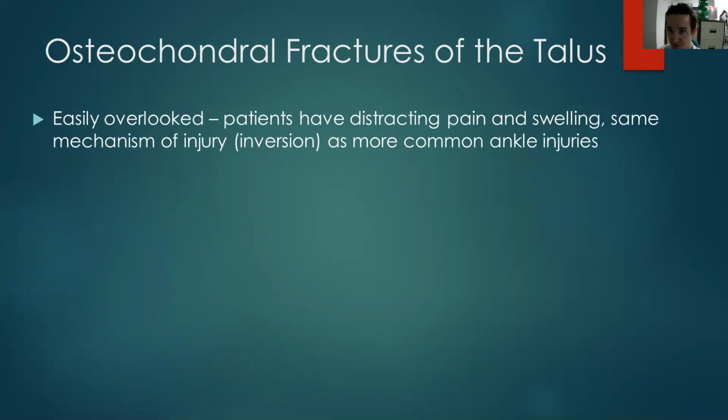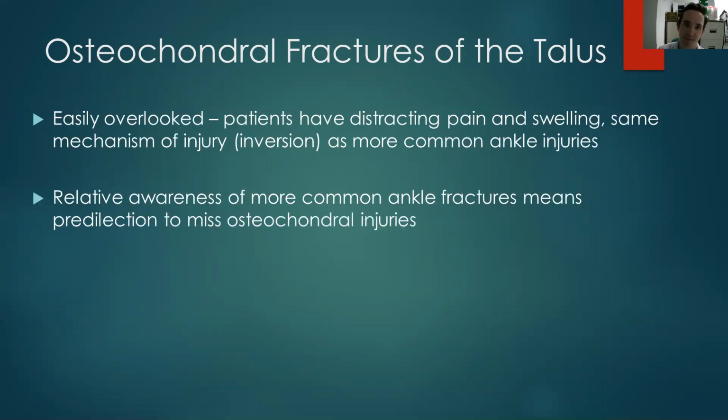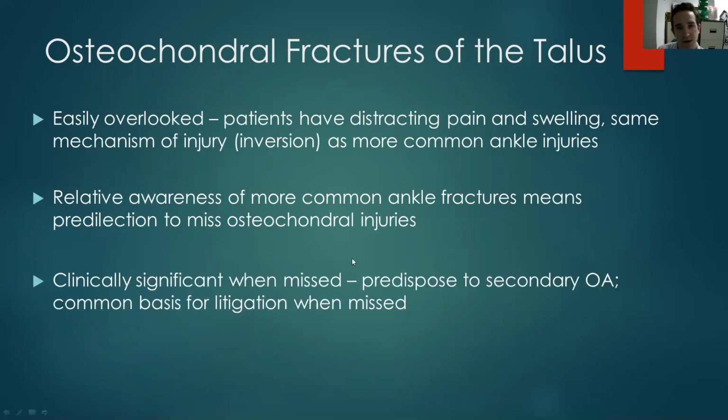Patients with osteochondral fractures of the talus have the same mechanism of injury normally as your classic ankle fractures. Inversion, falls, things like that. On examination, they have pain and swelling. So with a normal radiograph thus far, we're just thinking sprain. The annoying thing about these injuries is that they do tend to be clinically significant when we miss them. After all, an osteochondral fracture is a loose fracture fragment sitting within a joint.